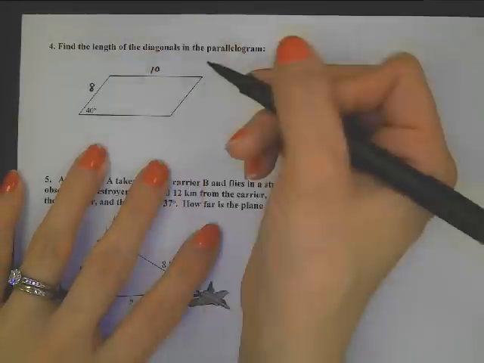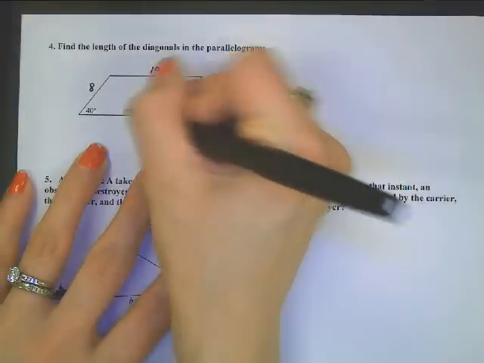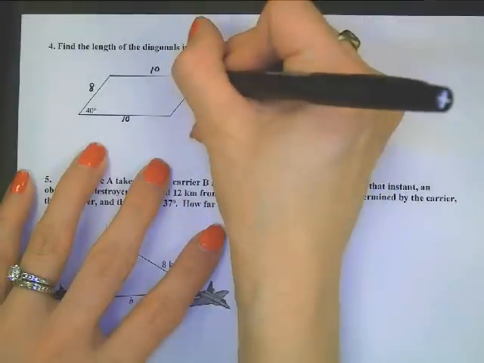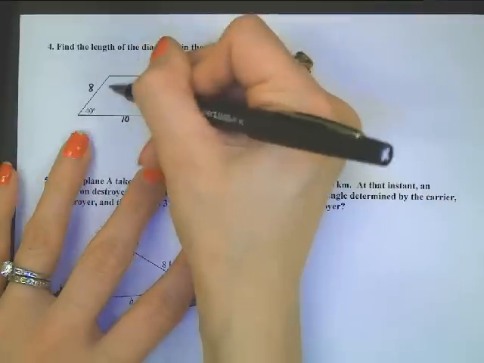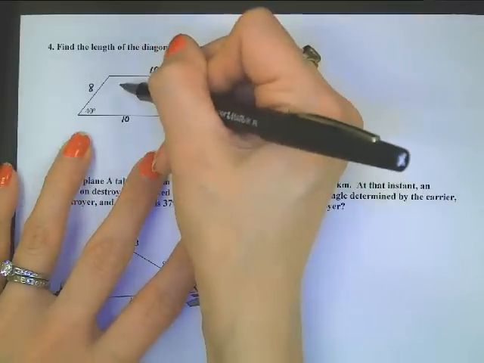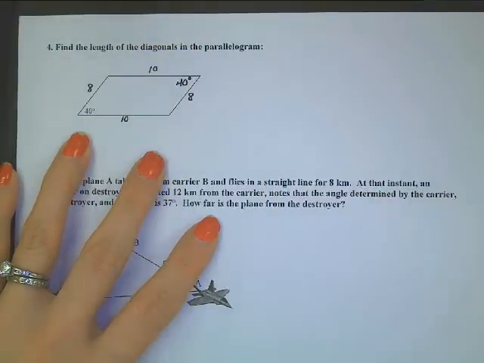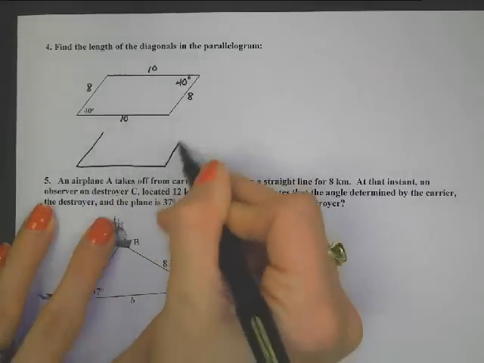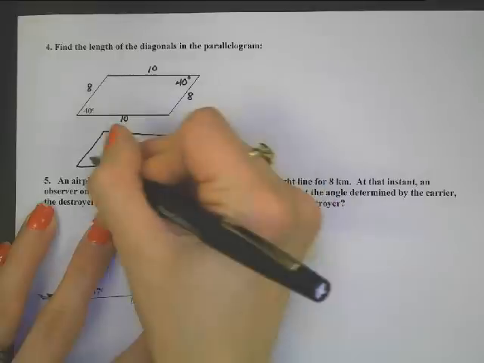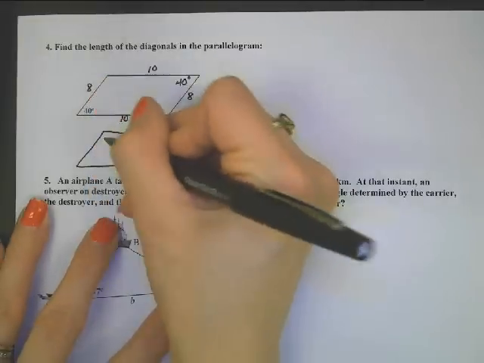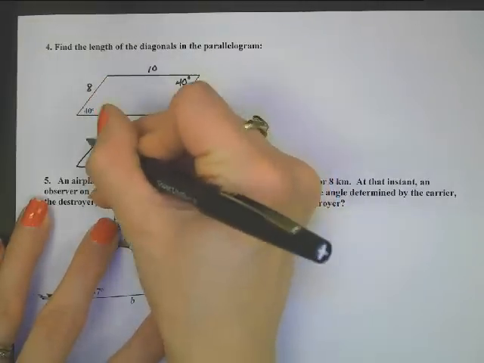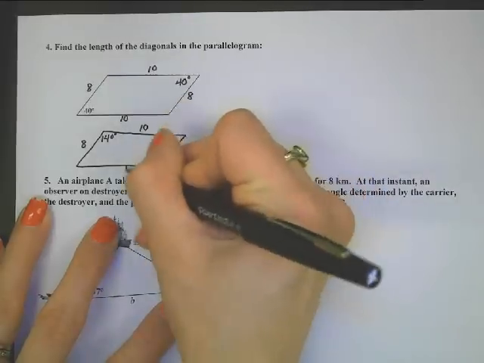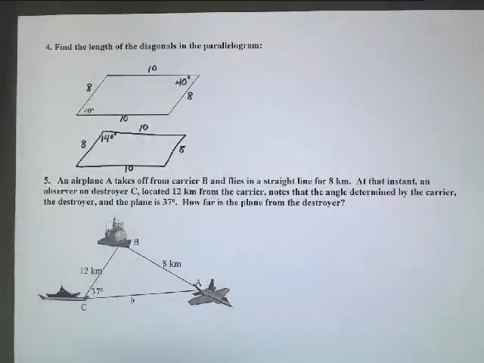So I know from parallelograms in geometry, opposite sides are congruent and opposite angles are congruent. How about consecutive angles? What are they? Consecutive angles are supplementary. I'm going to draw another parallelogram here because if that little acute angle is 40, this one's going to be 140. And this is 8 and 8 and 10 and 10.